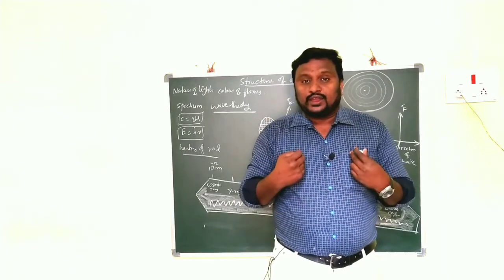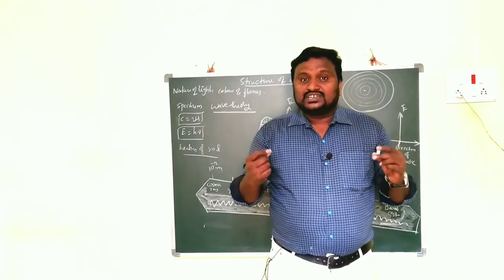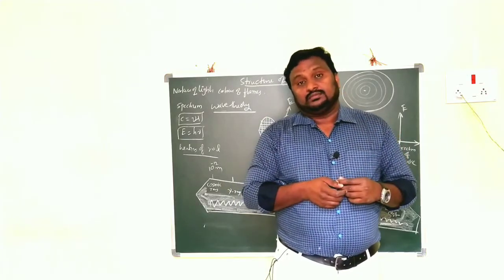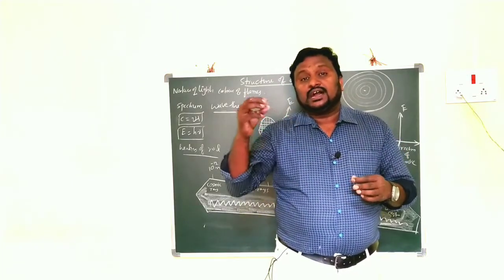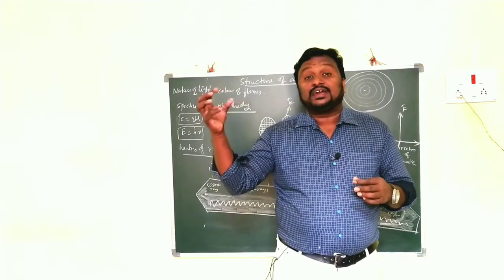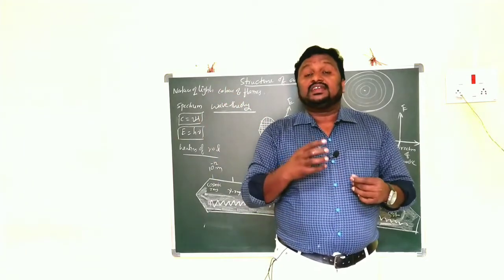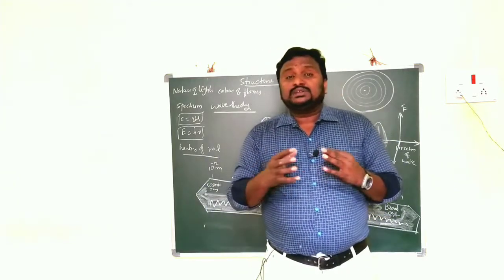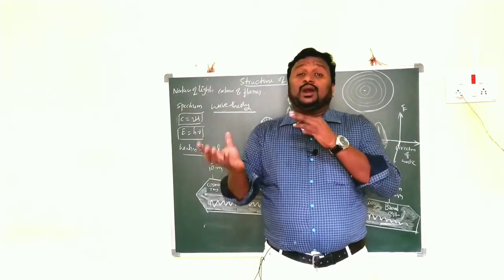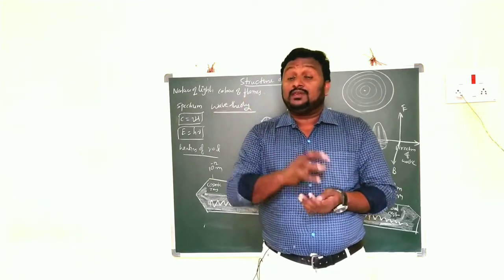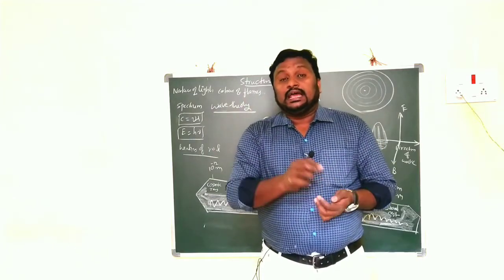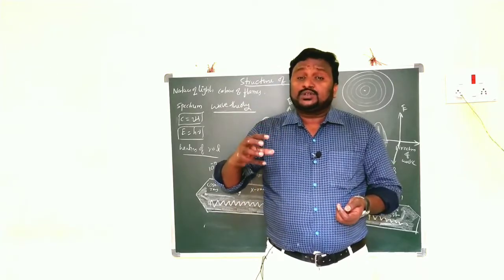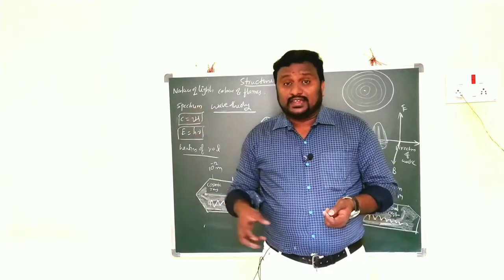Clear? Got my point? Light waves move in the form of electromagnetic waves. They are transverse in nature. What is meant by an electromagnetic wave, and how can an electromagnetic wave be formed? An electromagnetic wave can be formed simply by the superposition of electric and magnetic field vectors.